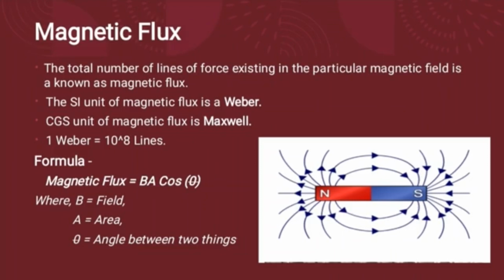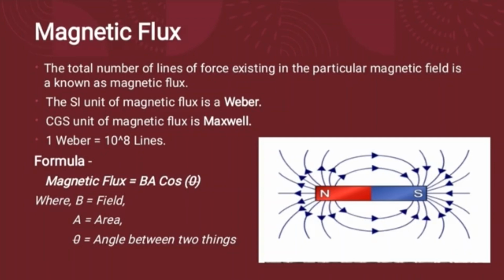The first concept is magnetic flux. Here we put one bar magnet on the table and add some iron filings near it. Then what happens? All the iron filings stick to the magnet. Why do they stick? Due to the magnetic flux. Now what is meant by magnetic flux? The total number of lines of force exerted by that particular magnet, a bar magnet placed on the table or any other magnet, is called magnetic flux.